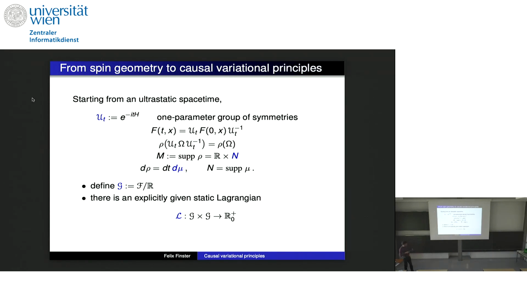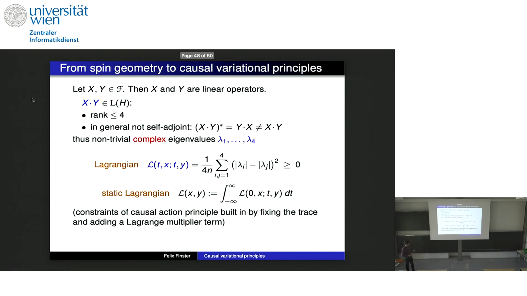So G is again like a set of operators, modulo, or like equivalence classes of operators on the Hilbert spaces. And then there's an explicit Lagrangian. How is this Lagrangian defined? Let me see. Okay, I think I still have time for doing that. So this is this causal action principle, which works as follows. Suppose now we take 2 points in curly F. So these are operators, and we can multiply them together.